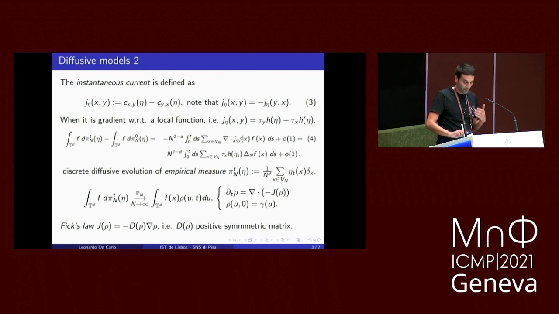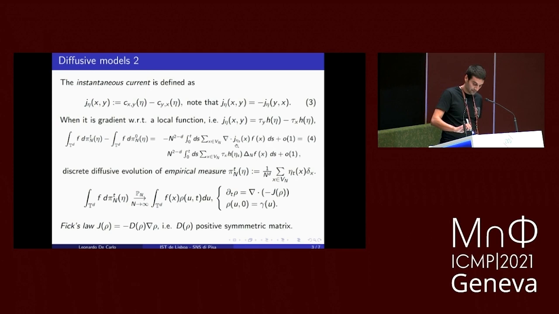Usually, when this current can be written as a gradient with respect to a local function h, then we can study the hydrodynamics of the empirical measure, namely the mass density. We can write a discrete hydrodynamics for it. This discrete dynamic will be obtained by a discrete integration by parts, with respect to the discrete divergence of the instantaneous current.